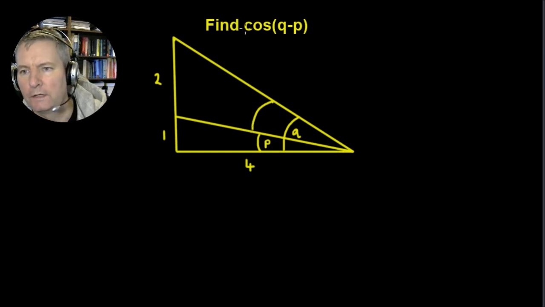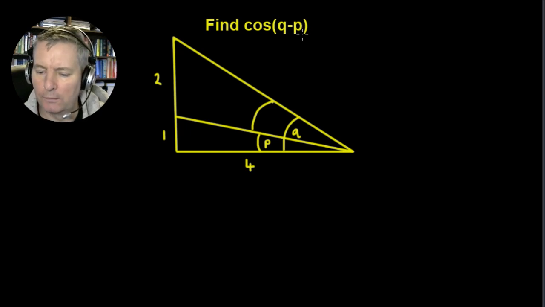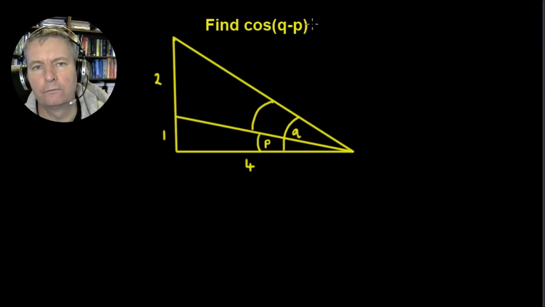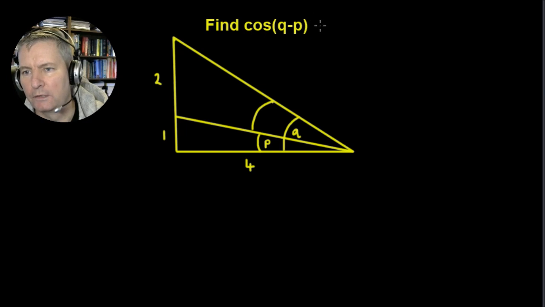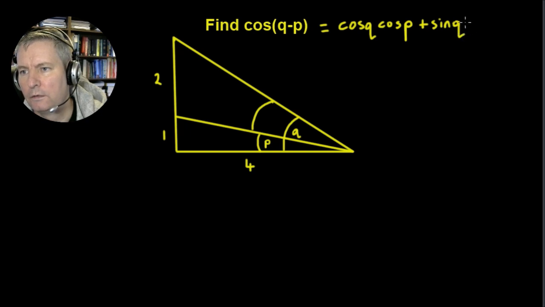Now, we can do that by using the compound angle formula. So if we were to check up and see the compound angle formulas that we created, we can rewrite this cos of Q minus P. Well, that's going to equal our cos of Q, cos of P, plus the sine of Q times the sine of P.